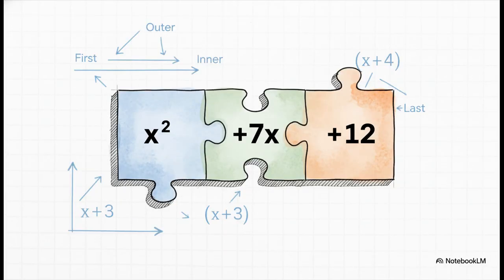And here is how all those pieces fit together to make our final answer. The x squared from our first step, that's the first part. The plus 7x we just put together is our middle part. And the plus 12 from the last step finishes the puzzle.